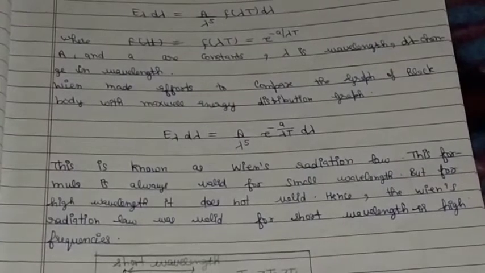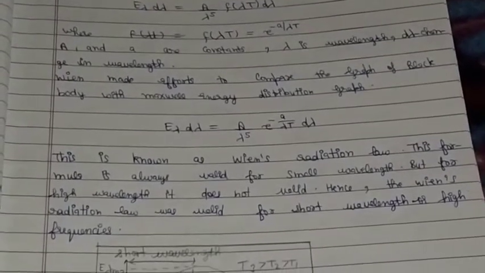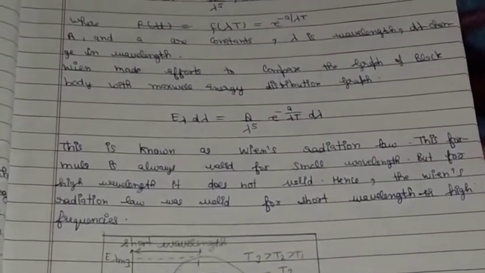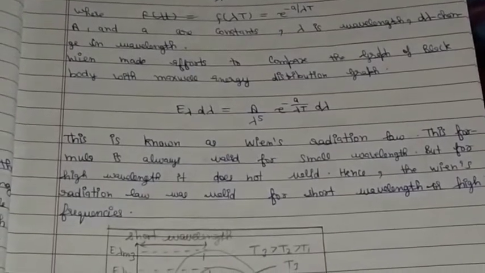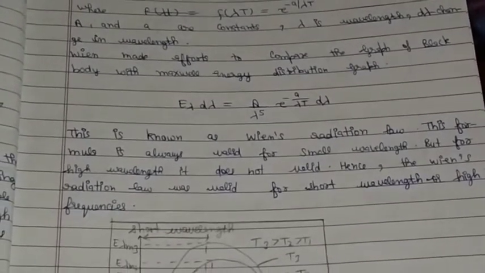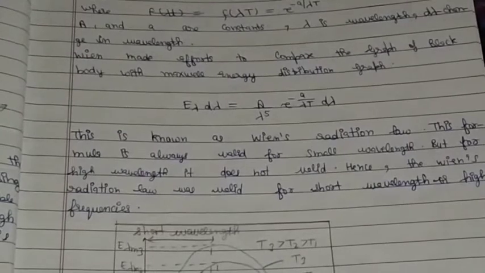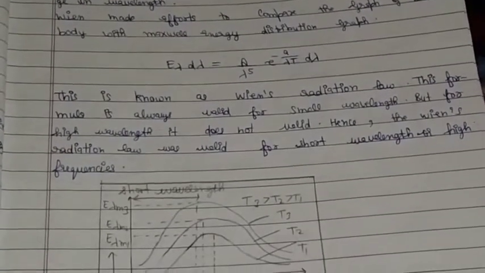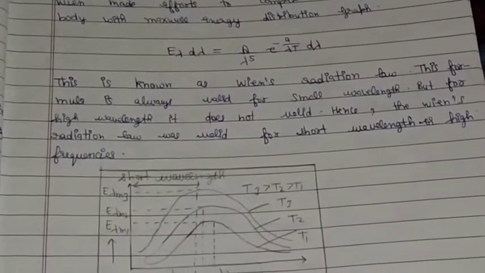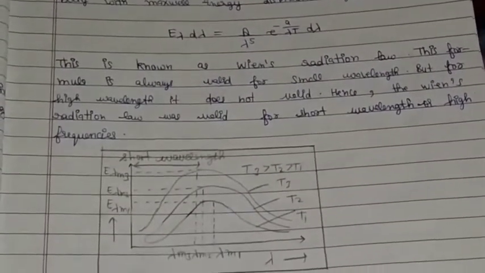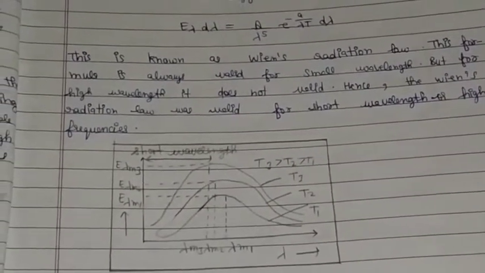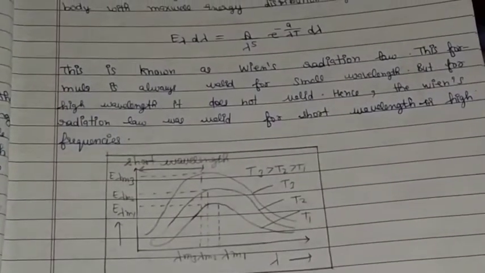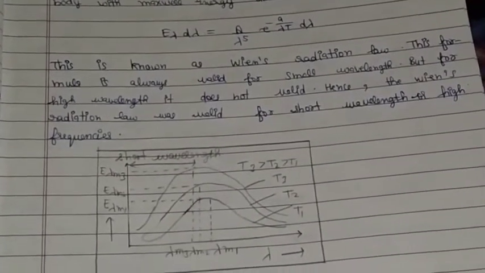Wien made efforts to compare the graph of the black body with the Maxwell energy distribution graph. E lambda d lambda is equal to A upon lambda raised to power 5 times e raised to power minus a by lambda T d lambda. This is known as Wien's radiation law. This formula is valid for small wavelengths, but for high wavelengths it is not valid. Hence, Wien's radiation law was valid for short wavelengths or high frequencies.